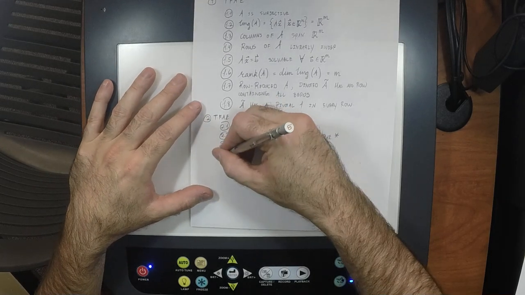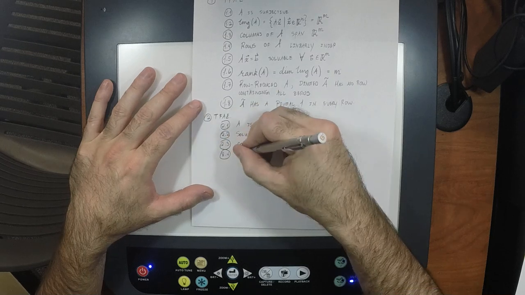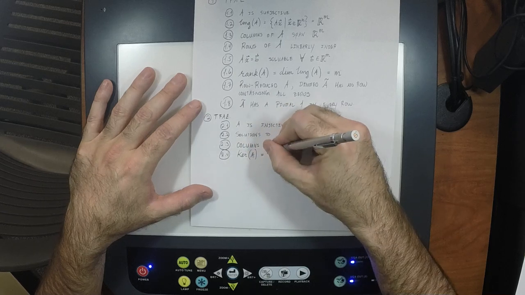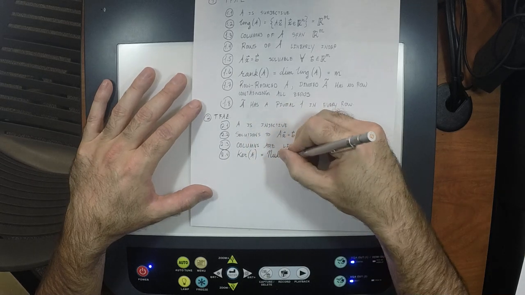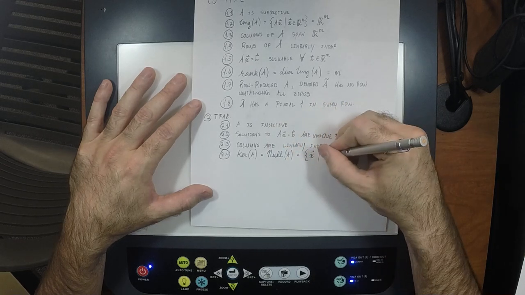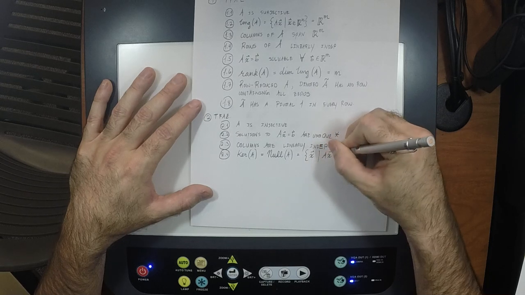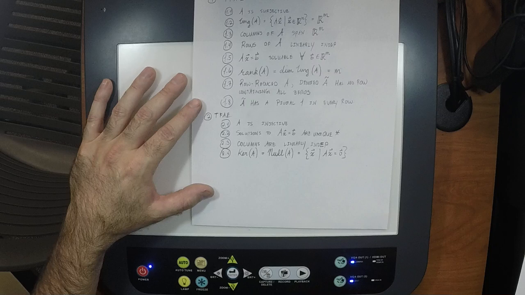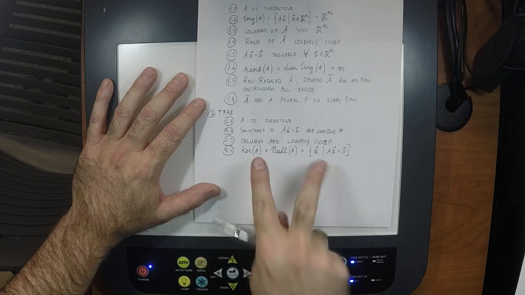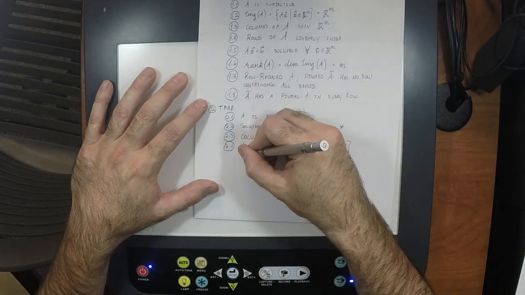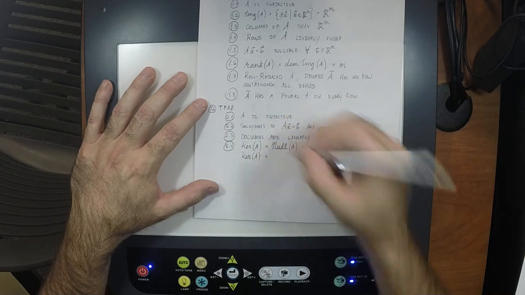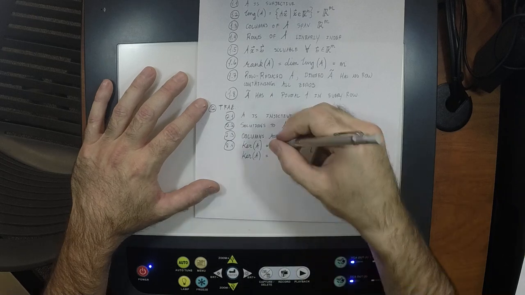2.4, the kernel of A, which is also sometimes written as the null of A, is equal to the set of all inputs x such that A sends x to 0. So the kernel is defined in this way, and injectivity is equivalent to saying that the kernel is what? Just the set that contains 0.